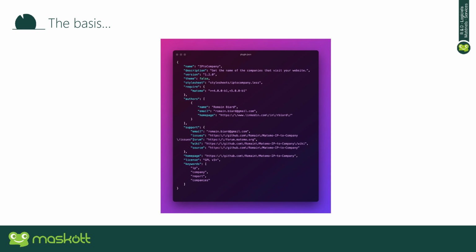So let's start with the basics. Two files are important. I mentioned them: plugin.json and the root PHP file. So let's have a look at plugin.json. What do we have in it?